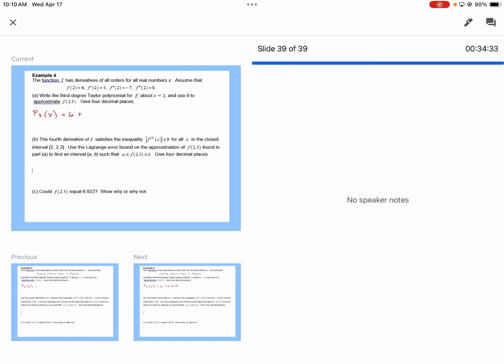All right, so we start with our 6 plus. All right, so there's my Taylor polynomial. That's right. Do we feel successful at that?